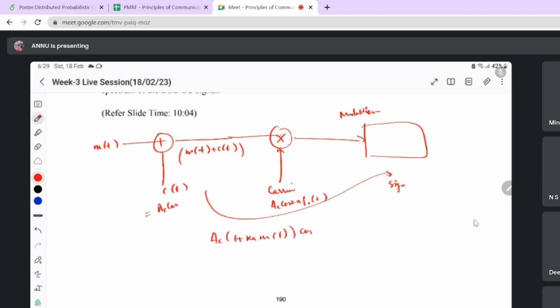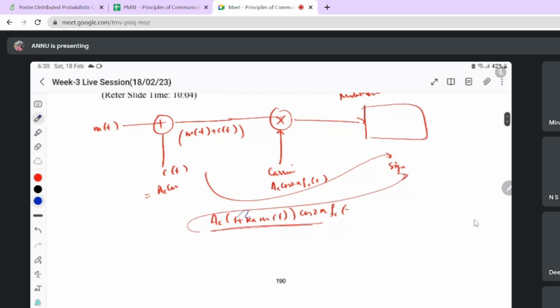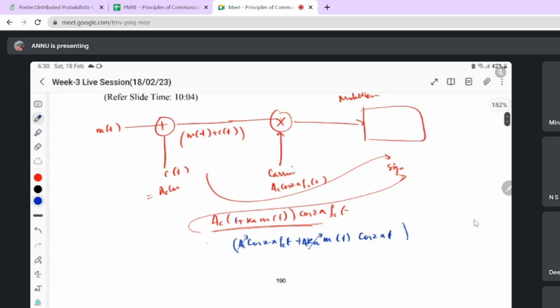Some summation will be there, right? Cos 2 pi FCT. I try to get this value using a block diagram. Like summation will be there, right? Here cos 2 pi FCT, some multiplication factor MT cos 2 pi FCT. AC will be common if AC goes in. So KA varies and this AC also varies. So basically you will have first a summation, then multiplication with a carrier.